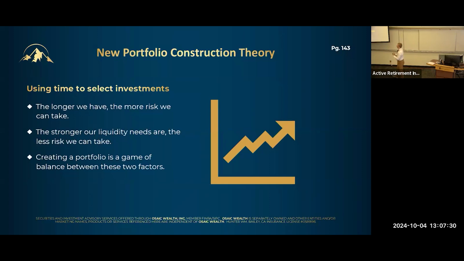So the idea of looking at our liquidity needs, how quickly do we need to get to the assets, and how long do we have until we want to deploy them? Using that is what we're going to use to basically determine what kind of risk we're going to be taking and what sort of assets we want to choose. Because at the end of the day, it's really just a game of balancing how much risk you're taking for the purposes that we're looking for.